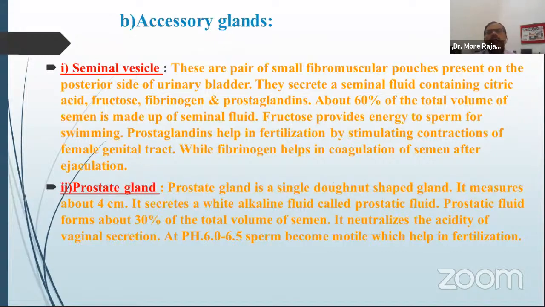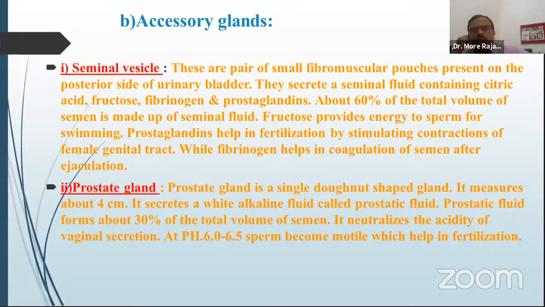Okay. Now come to the accessory glands. The first accessory gland is the seminal vesicle. The seminal vesicles are a pair of small fibromuscular pouches present on the posterior side of the urinary bladder, and they secrete a seminal fluid containing citric acid, fructose, fibrinogen and prostaglandin. So this is the composition of the seminal fluid. About 60% of the total volume of semen is made up of the seminal fluid.